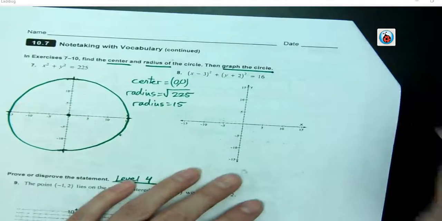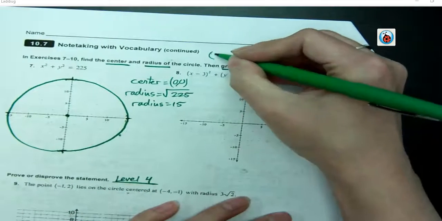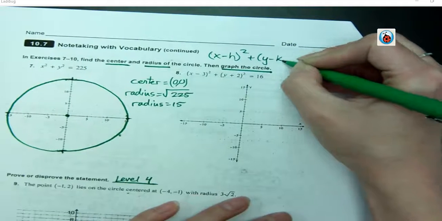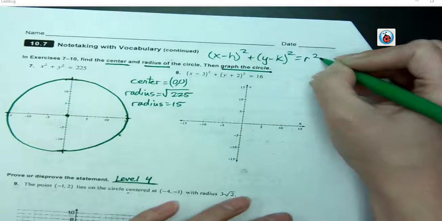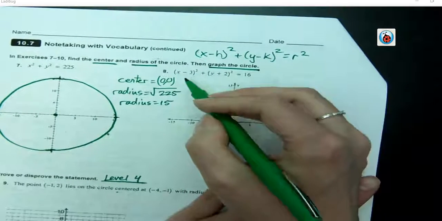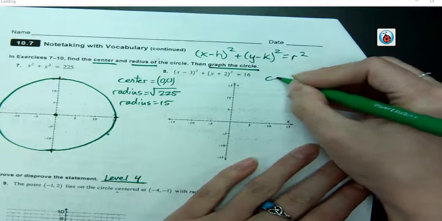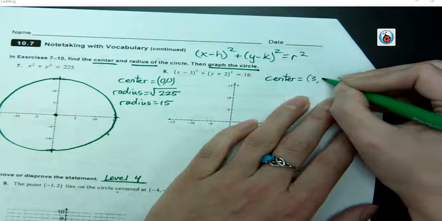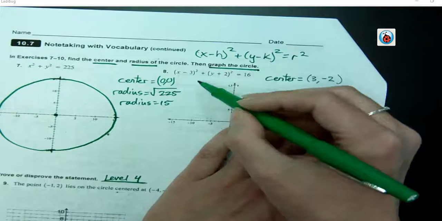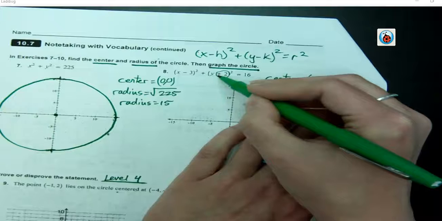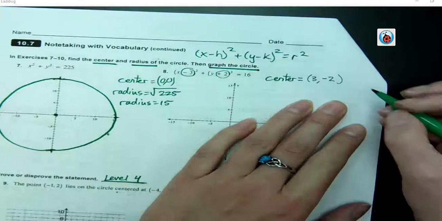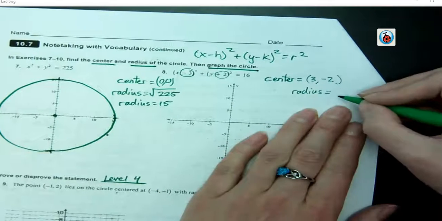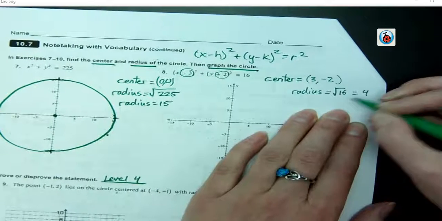Alright. The next one I just have to remember, my equation of the circle is x minus h squared plus y minus k squared equals radius squared. And so I have to change the sign. So my center equals positive 3 and negative 2. So we just change the sign of the numbers that are there. Then my radius is the square root of 16, which equals 4.